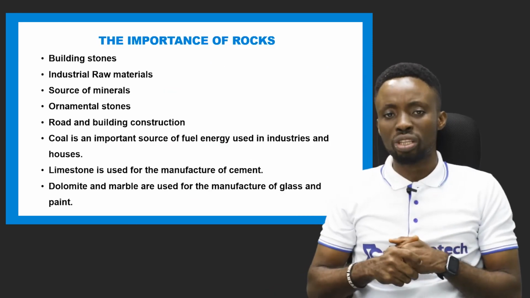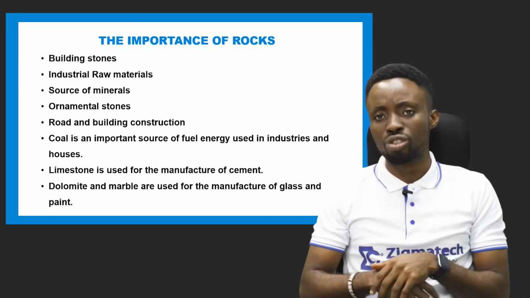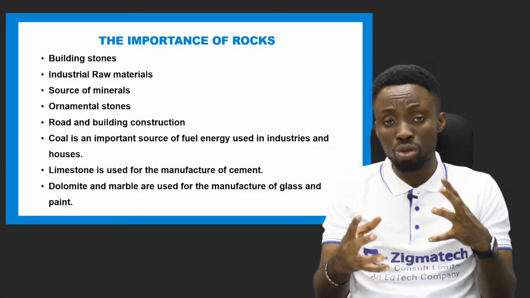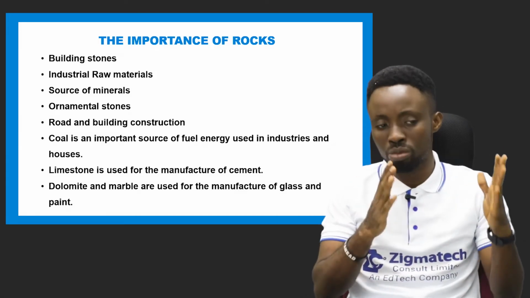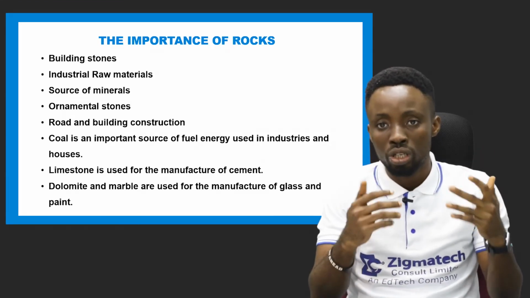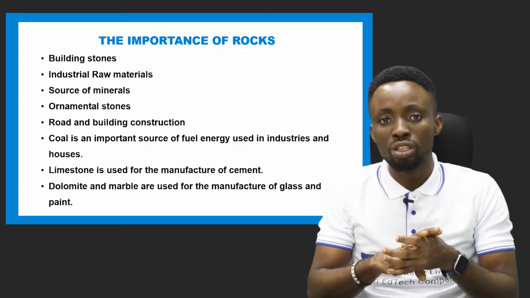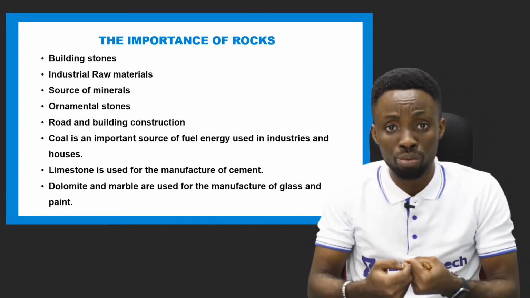So we look at the importance of rocks. What are rocks used for? Number one, we use them as building stones that we use for building objects, or bridges or whatever. Those stones are actually gotten from rocks. And industrial raw materials can be obtained from these rocks.